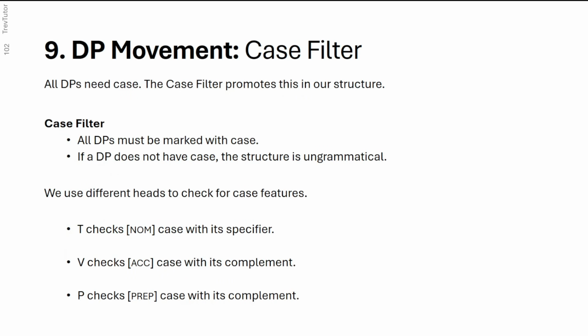So what we're going to introduce is the case filter. And we're basically going to say every single DP, every single determiner phrase has to have case. And if there is a determiner phrase that does not have case, then the structure will be ungrammatical. So different heads are going to do things with case a little bit differently. So the T head is what's going to give nominative case or check it. You can think of it not as assigning, but as checking it. The verb is going to check accusative case with its complement, and the preposition, the P, is going to check the prepositional case with its complement as well.